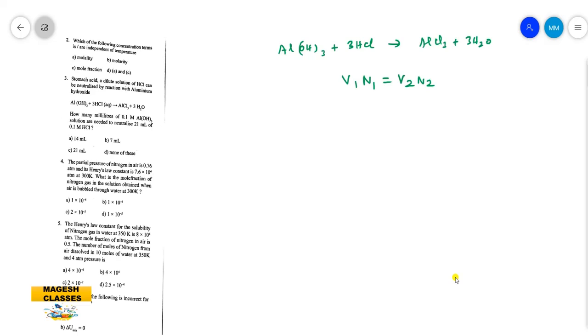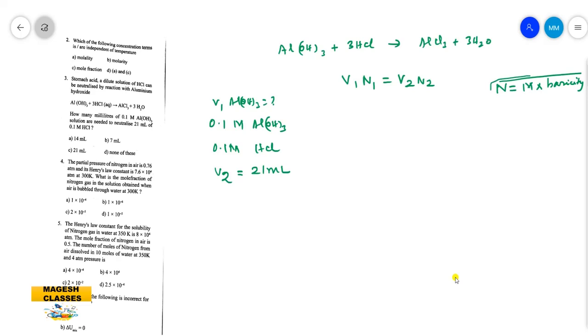Here the given data are: aluminum hydroxide concentration is given, that is 0.1 M aluminum hydroxide, 0.1 M hydrochloric acid, and the volume of the hydrochloric acid is taken as V2, it is 21 ml. The volume of the aluminum hydroxide is in the question. The concentration is given in molarity, so you have to convert into normality. The relation is normality is equal to molarity into the basicity of the acid or acidity of the base, or the number of replaceable H plus ions or OH ions.